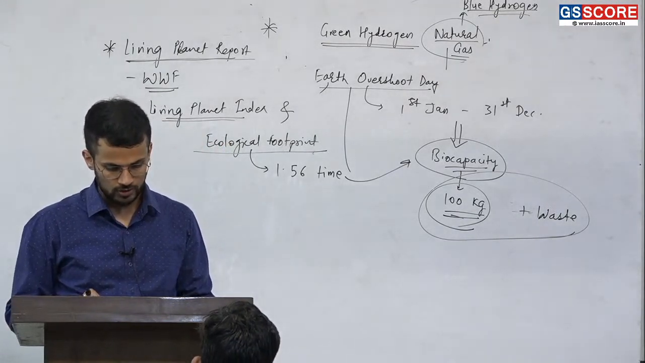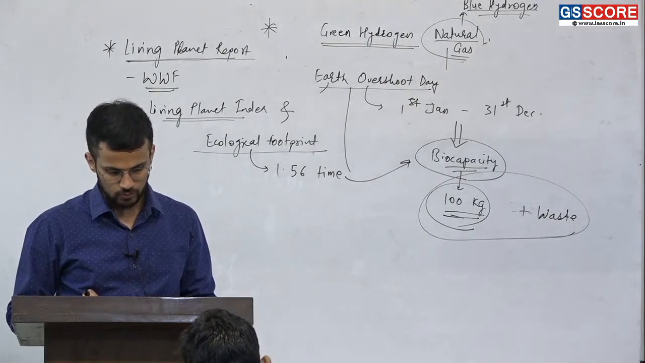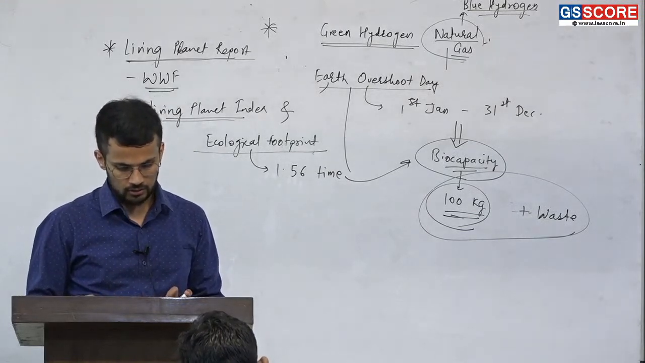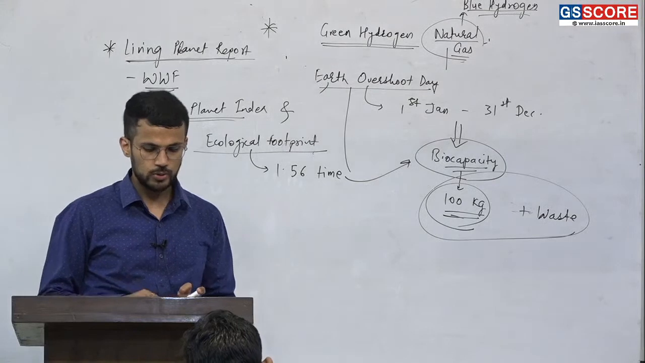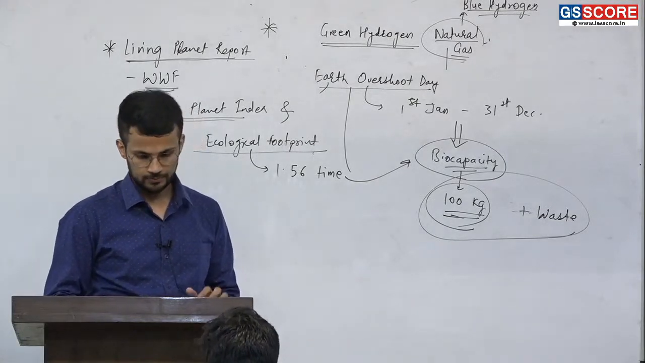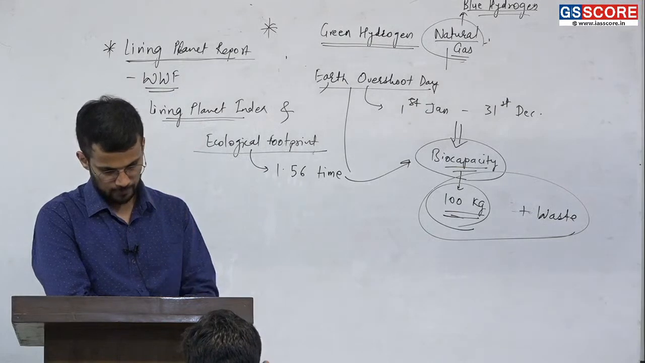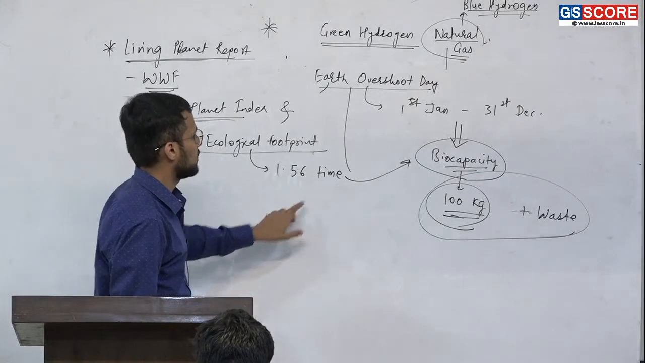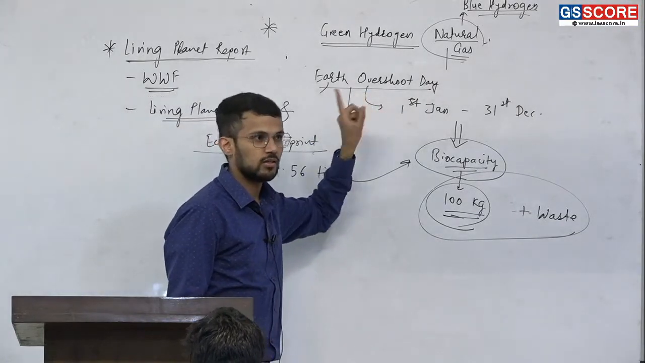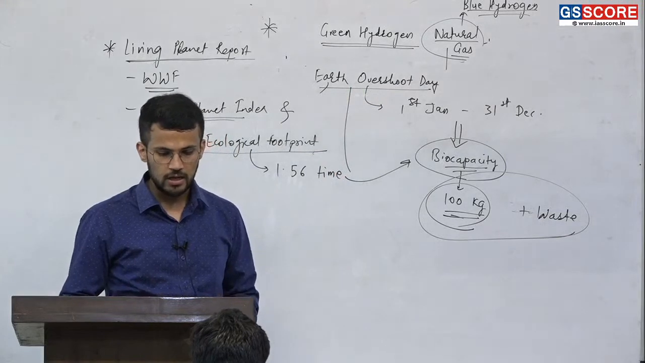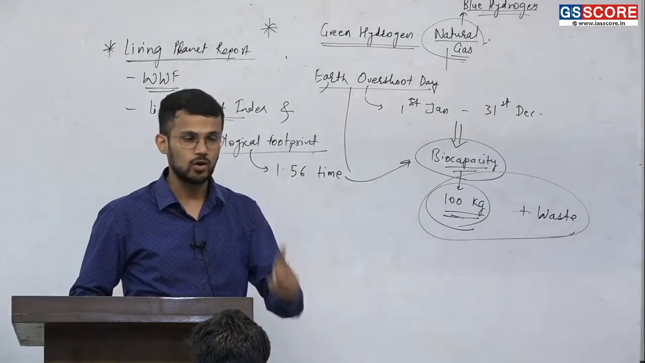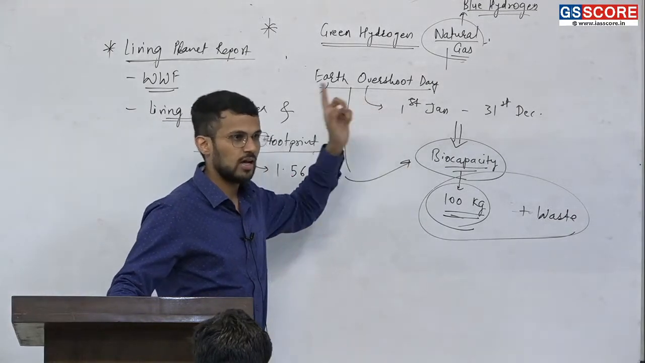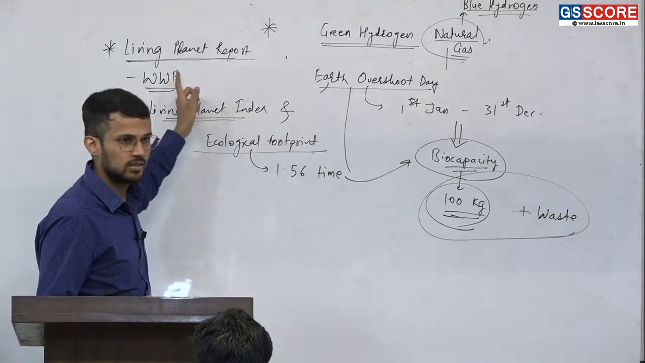This Earth Overshoot Day is given by Global Footprint Network. It is a not-for-profit organization in three countries, namely USA, Belgium, and Switzerland. World Wide Fund for Nature also participates in Earth Overshoot Day. It is primarily given by Global Footprint Network, but along with that, World Wildlife Fund for Nature also participates in this, right? And their standalone, their own report is this.